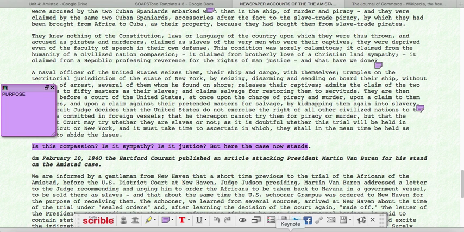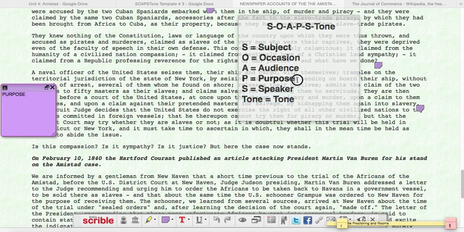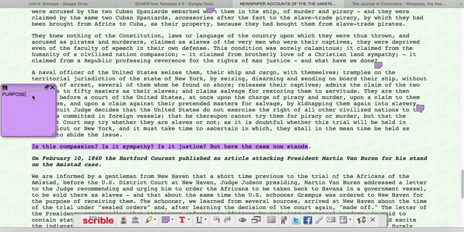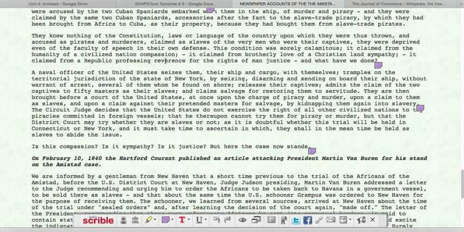Okay, let's remind ourselves what the SOAPSTone is. So here, purpose, right? Why is he writing this? He's trying to possibly, I would say, speed up the process of the trial, right? He's just said that they're sort of delaying in the trial, trying to get citizens to put pressure on the government, okay? So he's trying to gain sympathy for the Africans, just communicating their story. He's obviously not telling the story of the Cubans and their side, right? He's definitely trying to help the Africans here in the case.